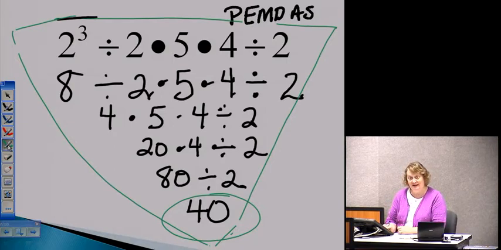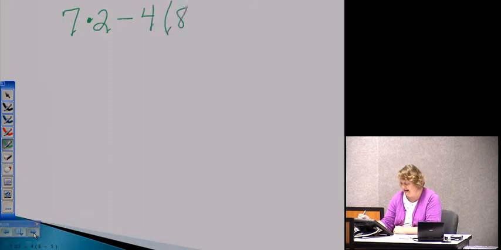Okay, let's look at the next example. Okay, notice I didn't write this one down, so let's write it down together. Get my pen here fixed. And the example on this one is 7 times 2 minus 4 times 8 minus 5.